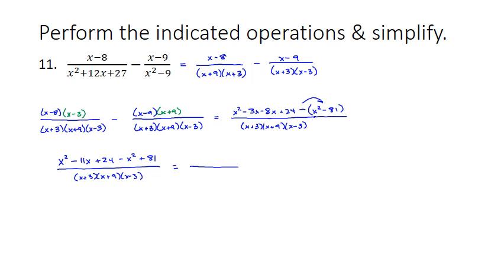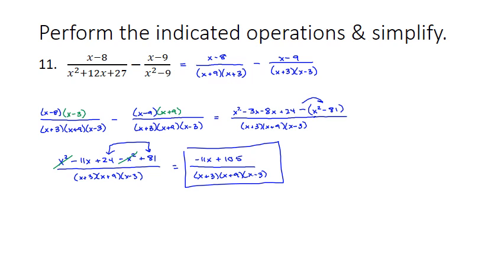And last but not least, combine your like terms, which for the first time, this is even better. Your x squareds go away. But you have to also notice that the negative 11x comes over, but you can also put together the 24 and the 81, which add together to give you 105. And as you've seen through the last few problems, these denominators are not going to change because you forced them to be the same. So those don't change. It should be x plus 3 times x plus 9 times x minus 3. This is your fully simplified answer based on the subtraction.